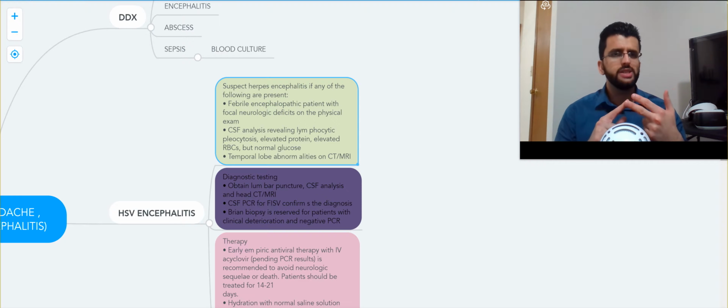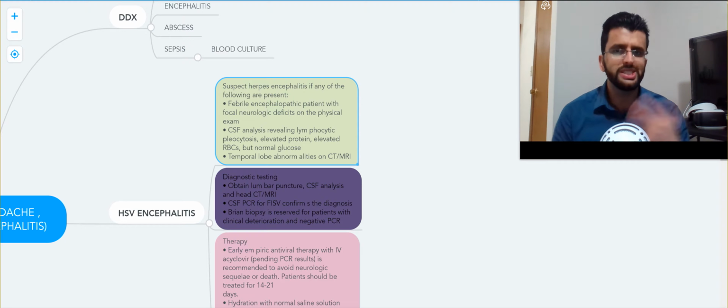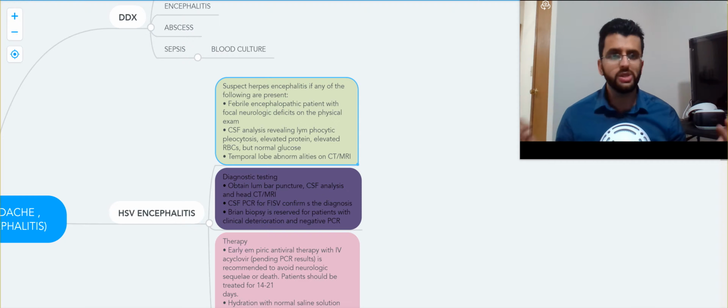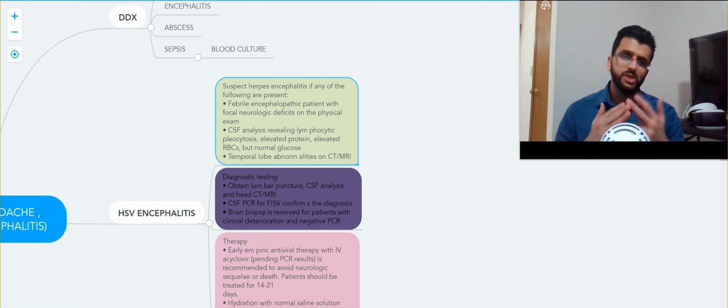And the second one is that CSF analysis shows lymphocytic pleocytosis and elevated protein, elevated red blood cells, but normal glucose. Viruses don't eat glucose, okay? They're the only ones that are on a diet, they don't like sugar. Well, bacteria and fungi, they love sugar. So that's why you have low glucose. Okay, so this is the second one.